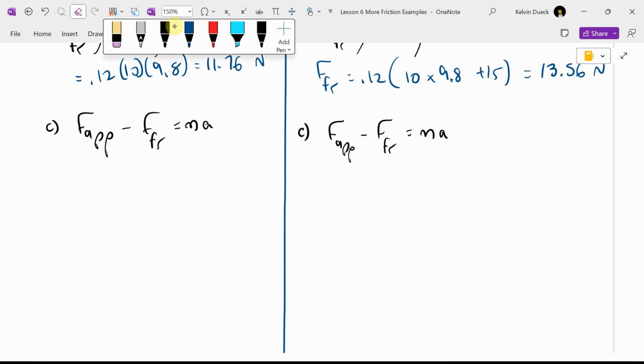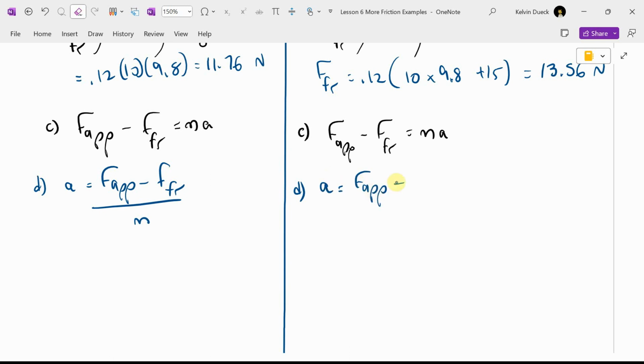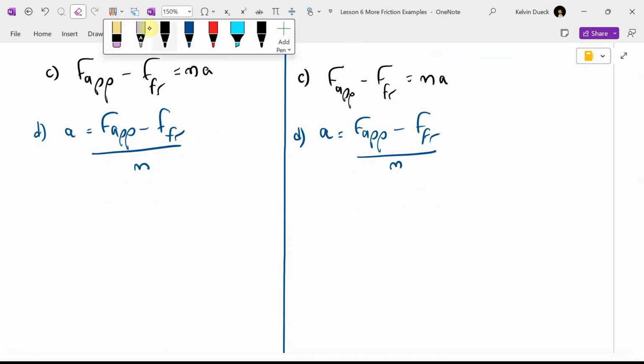Sophia, what does D want me to find? Oh, how would I get the A by itself? A is going to be F applied minus friction all over M. What about on the right-hand side? How would I get the A by itself? Now, again, you might say, won't I get the same answer? No, the values that we're going to put in will be different, but I hope you're starting to see this is getting kind of repetitive. There's only so many combinations I can give you where it's going to come down to good free body diagram, who's winning, who's losing.